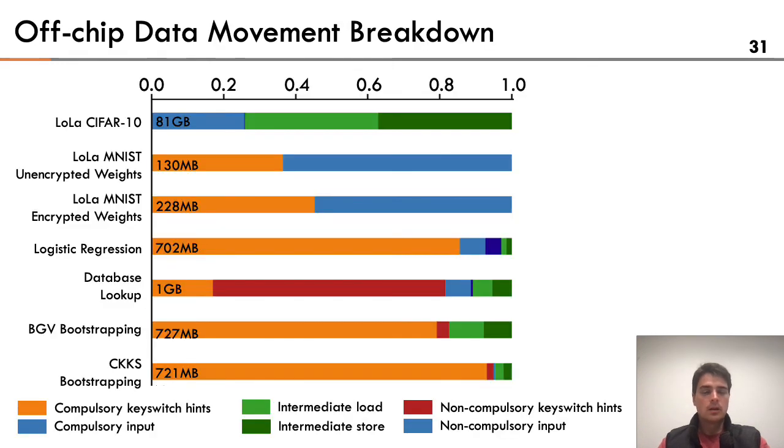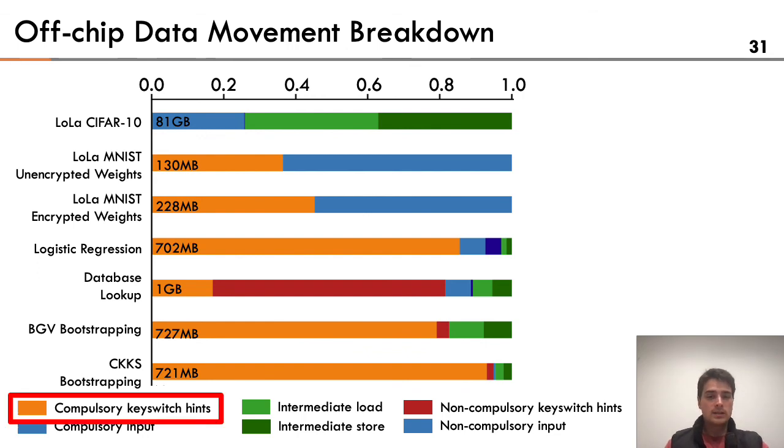This figure shows the breakdown of memory accesses between key switch hints, inputs, and intermediates. The figure also distinguishes between compulsory and non-compulsory loads. First, notice the large memory footprint of FHE programs, and recall that most programs here execute in about a millisecond. Second, notice the especially large footprint of compulsory key switch hint loads, shown in orange. This validates our choice of having the scheduler prioritize key switch hint reuse.